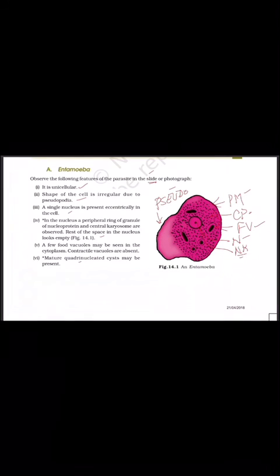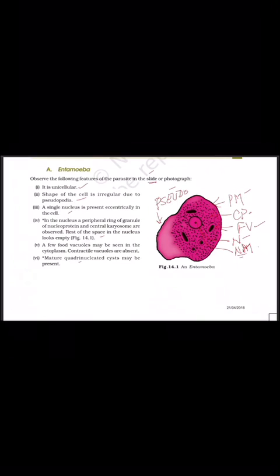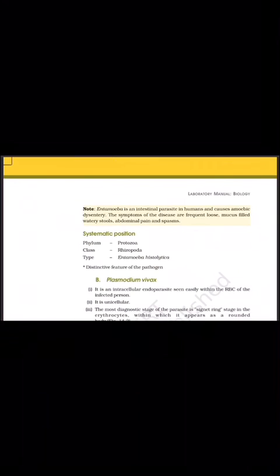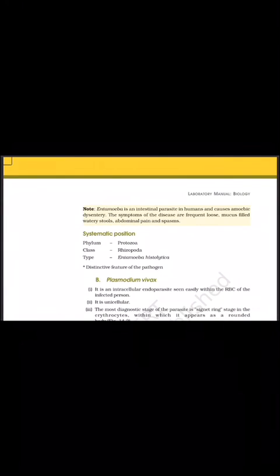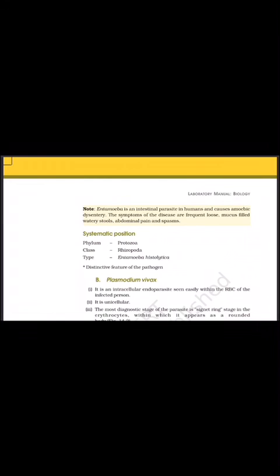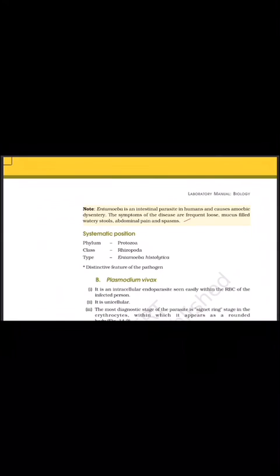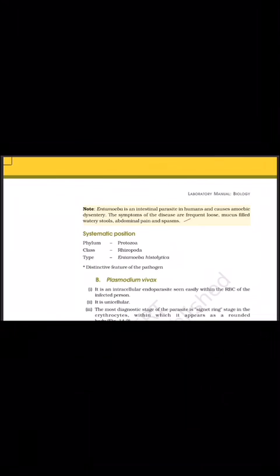So you must know every label, what is the significance of it, right? Next. Note, Entamoeba is an intestinal parasite. It is present in the intestine in humans and causes amoebic dysentery. The symptoms of the disease are loose motion, of course, mucus-filled watery stools, abdominal pain and spasms. Of course, when it is attacking children, it may lead to death also. That's why it is a very, very dangerous disease.